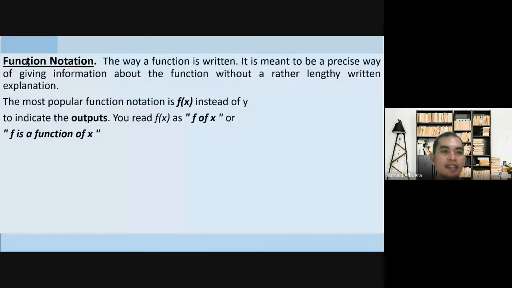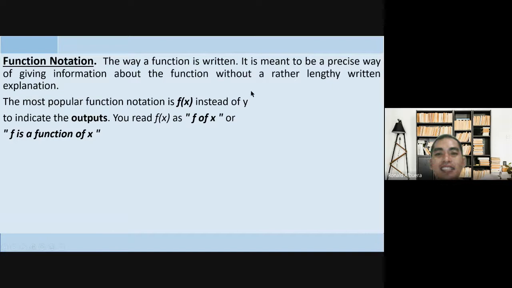Another, so how to use the functional notation. Okay? The way a function is written is meant to be a precise way of giving information about the function without a rather lengthy written explanation. The popular function notation is f of x instead of y. Take note, for instance, y equals x.